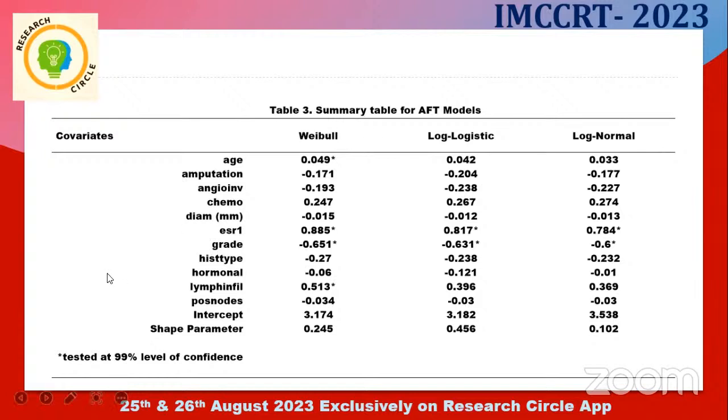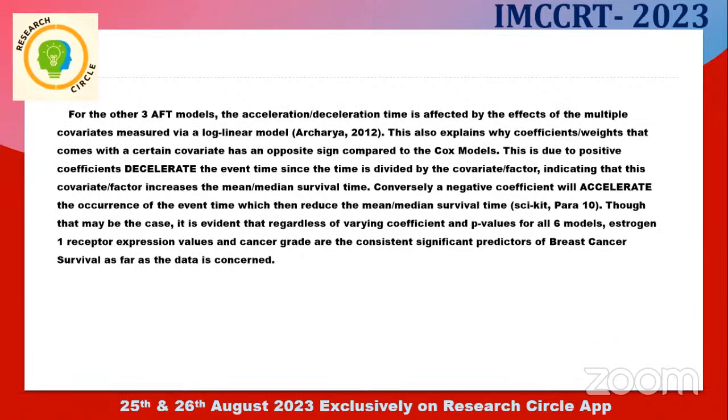Okay, so these are again tested on a 99% level of confidence. Now, for the AFT models, the acceleration or the deceleration time is affected by the effects of the multiple covariates via a log linear model. In other words, when we talk about AFTs, or accelerated failure time models, we can think of it this way: the variables or the covariates taken into account can either accelerate or decelerate the survival of our subjects that we are observing in here.